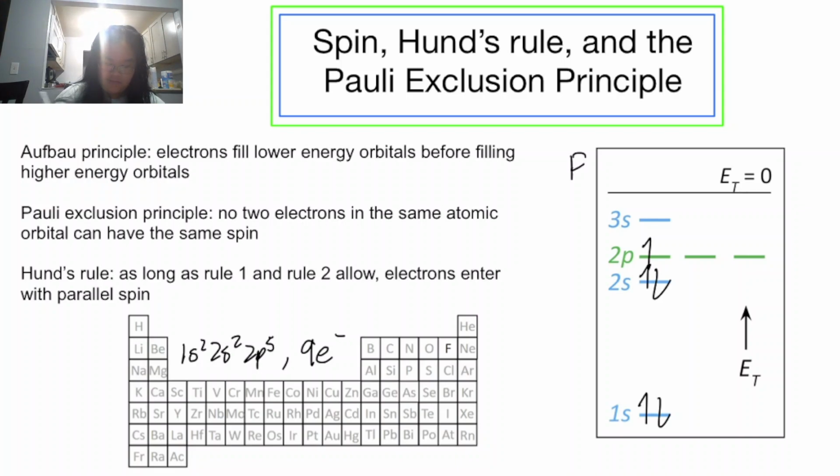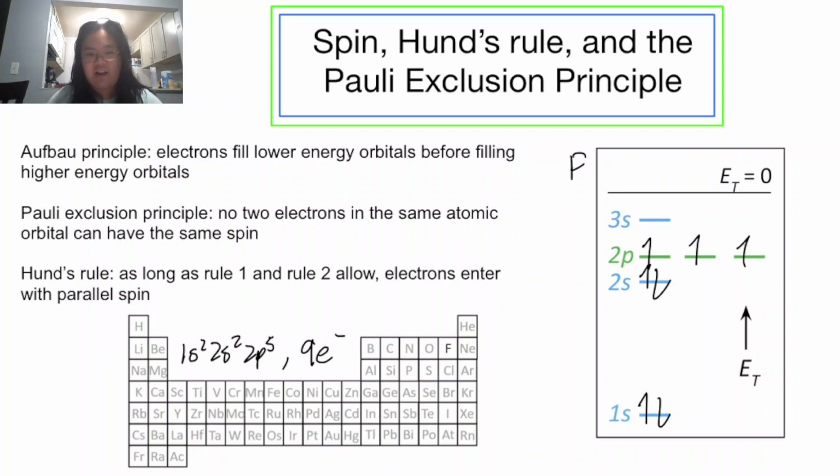We know from the Aufbau principle that the new electron is going to go here. According to Hund's rule, it's going to want to have parallel spin. Since we already have a positive spin electron, our next electron wants to enter with a positive spin as well. And we know from the Pauli exclusion principle that we can't have it here, because then we'd have 2 electrons with positive spin in the same orbital. So our 6th electron has to enter here. By the same logic, our 7th electron will also enter here.